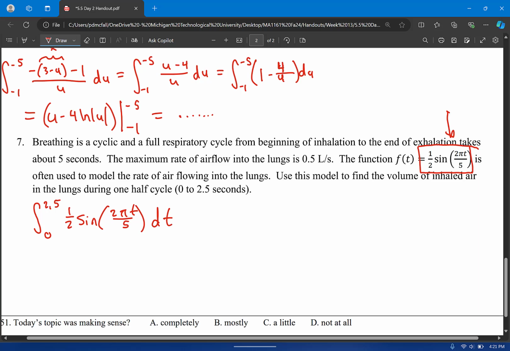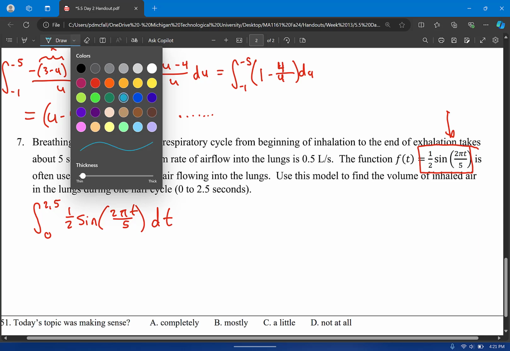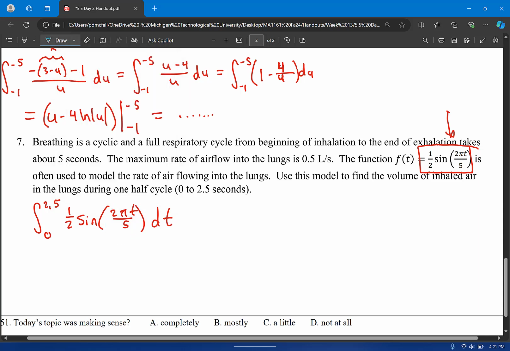Okay, anyways, this is something that we can't just right away say, here's the antiderivative, and I'll plug in 2.5 and 0 and subtract, because we have a messy function. So the substitution method helps us to simplify the integral. In this case, we see an inner function of 2 pi t over 5. So you can say, I let u equal that inner function. Take the derivative of u with respect to t. In this case, you get 2 pi over 5. Solve for dt. So 5 over 2 pi du is equal to dt.